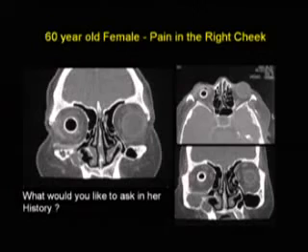Here's a patient. She's 60 years old and she complains of pain in the cheek. You look at the CT scans, and you should be able to see the signs leading you to what you want to ask in the history. If you know what to ask in the history, you've got the diagnosis. So who would volunteer what to ask in the history?